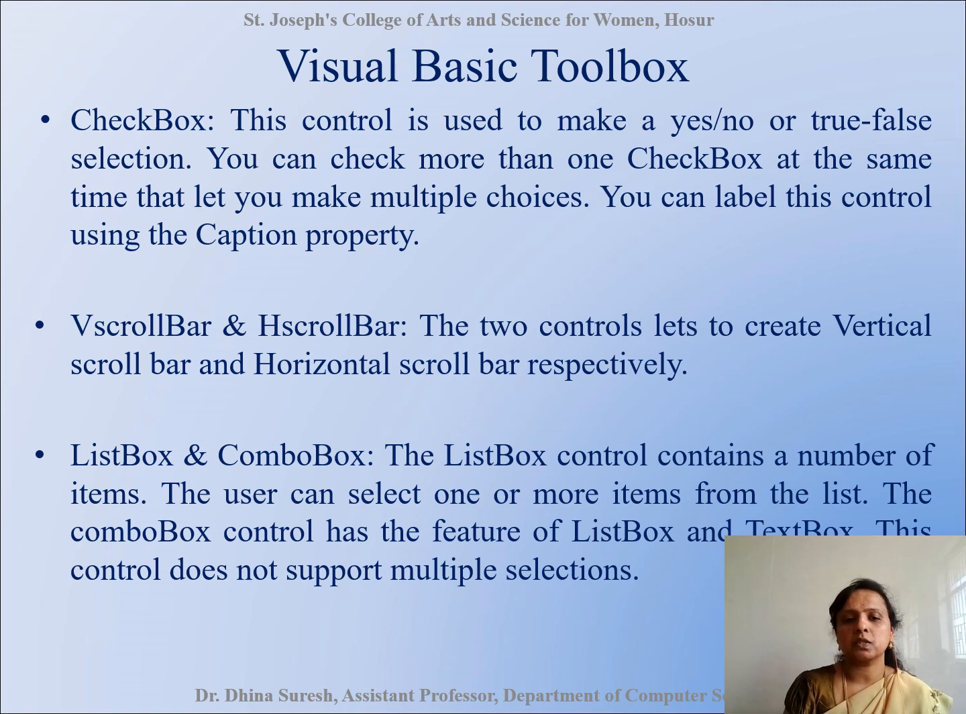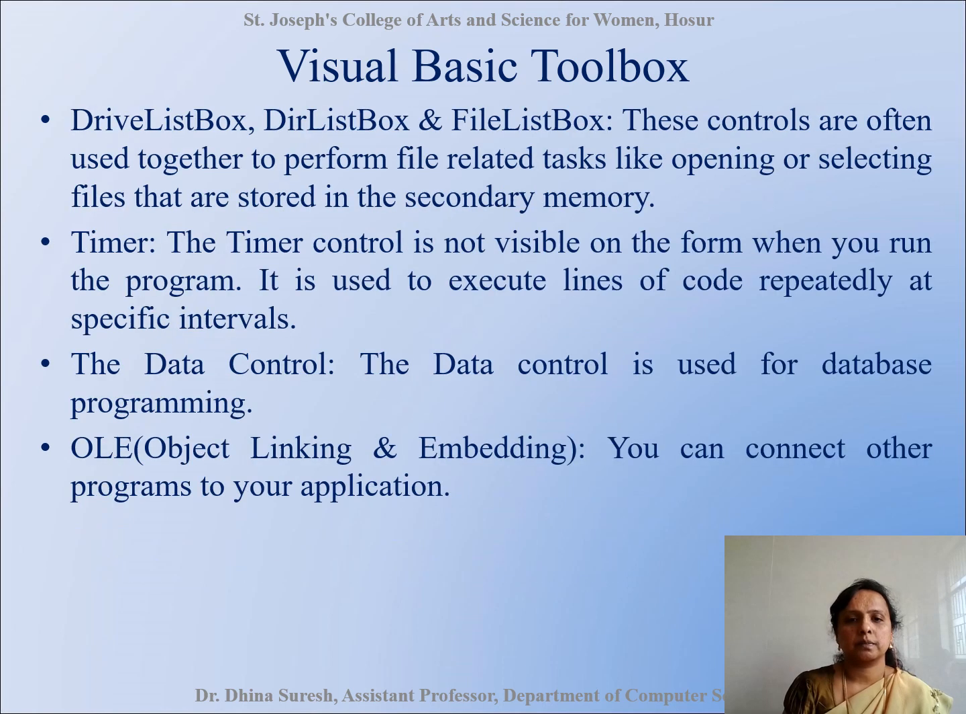That is a vertical scroll bar and the horizontal scroll bar. Next is the list box and the combo box. The list box contains a list of items from which the user can choose. So it lists the number of items. And the combo box has a feature of both list box and text box together. So the user can either choose it or enter in the text box.